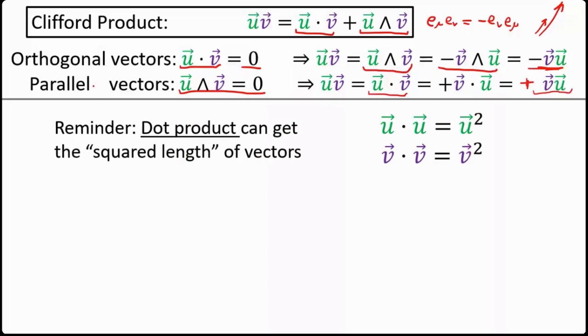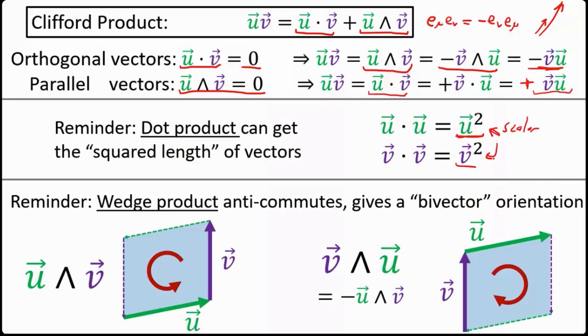Let's continue. So basically, the dot product gives the squared lengths of vectors. So these are scalars. And then the wedge product basically gives a bivector. So u wedge v is basically you take u and then you put v and you make a bivector out of that. So you can see this is sort of going in this direction. I guess that's counterclockwise.